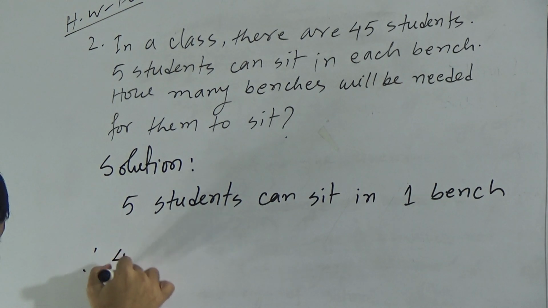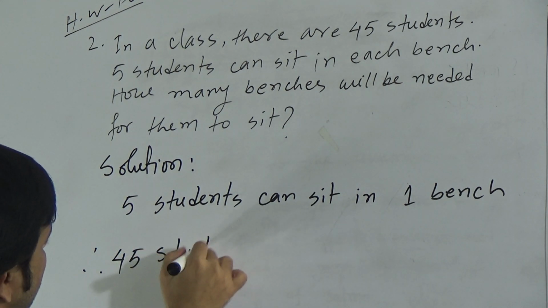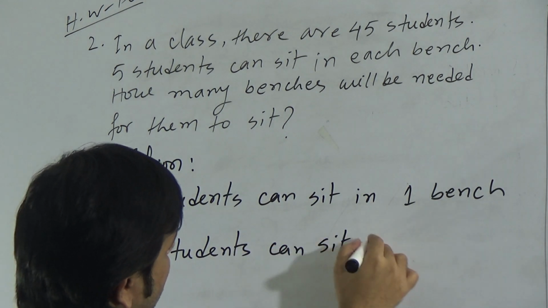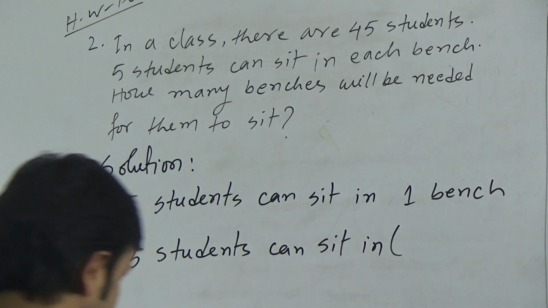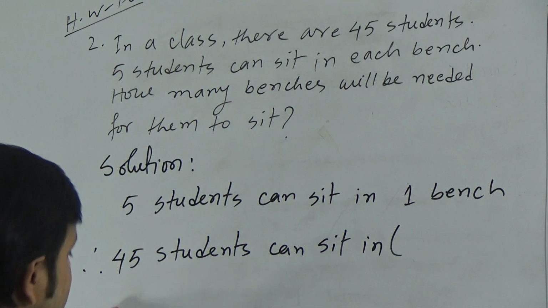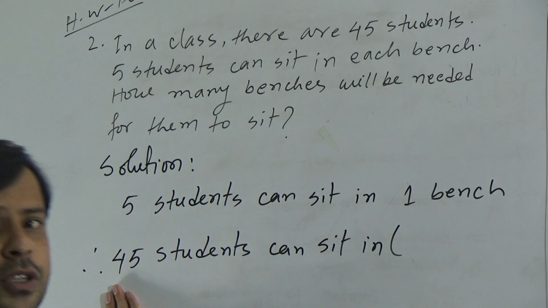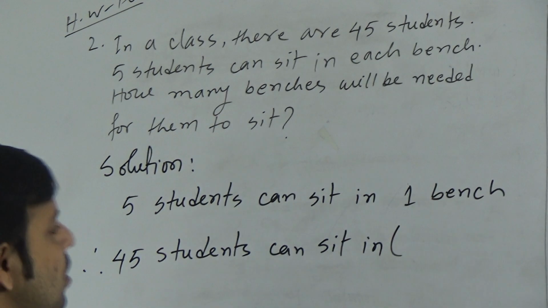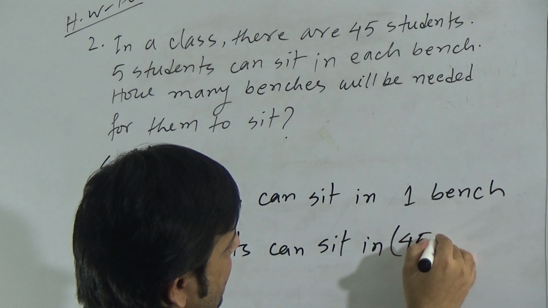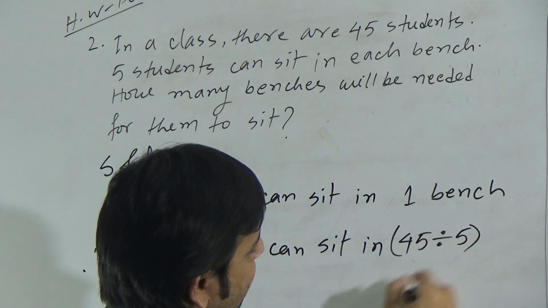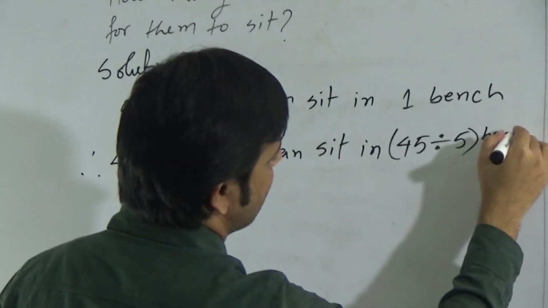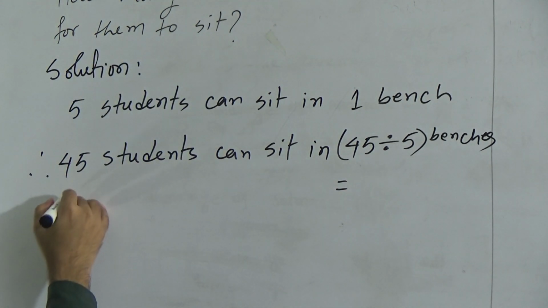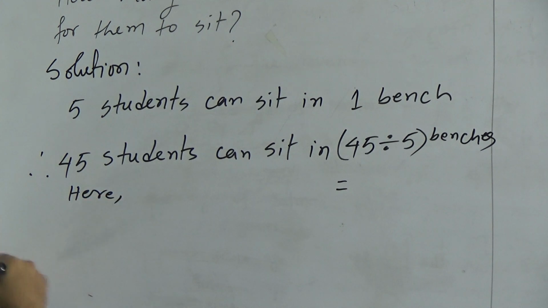Therefore, 45 students can sit in the students. To find the number of benches, we have to divide the total number of students by the students of each bench. So we have to divide 45 by 5, as 5 students can sit in each bench. So now I will show the division. Here you must show the rough division.